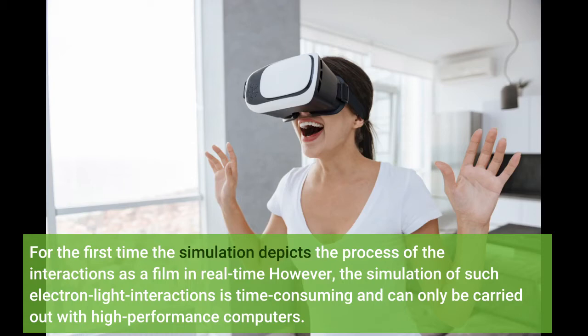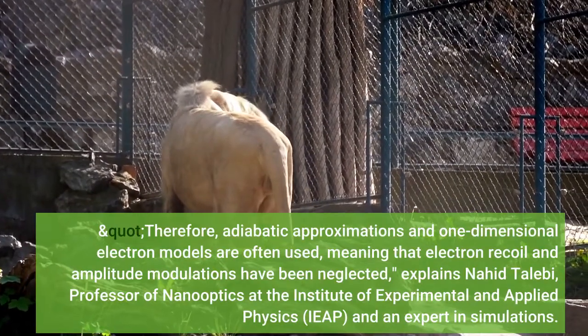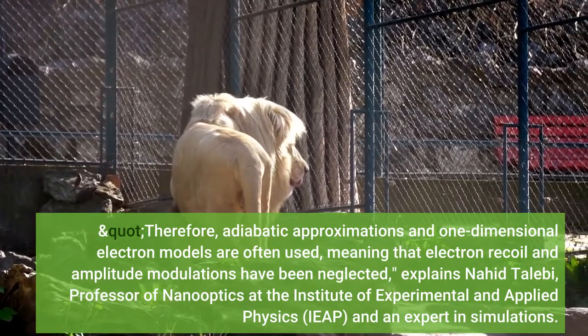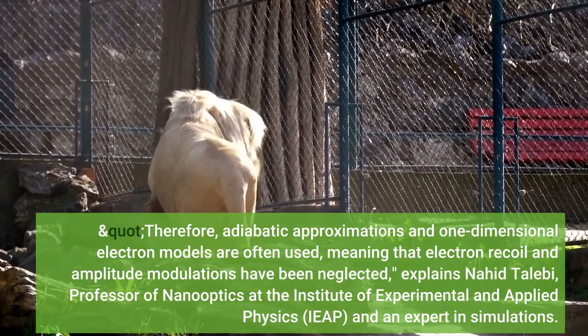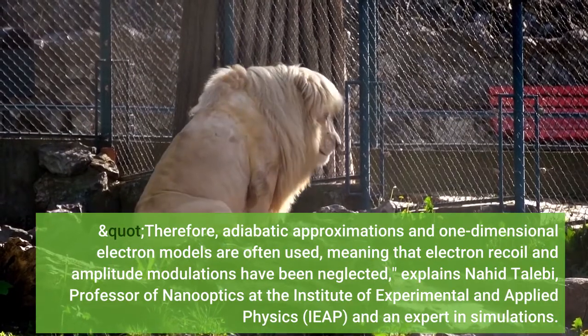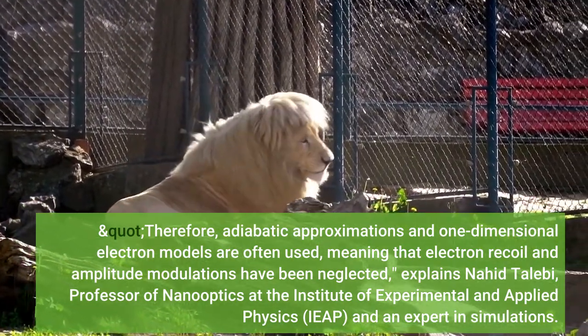However, the simulation of such electron-light interactions is time-consuming and can only be carried out with high-performance computers. Therefore, adiabatic approximations and one-dimensional electron models are often used, meaning that electron recoil and amplitude modulations have been neglected, explains Nahid Talebi, professor of Nanooptics at the Institute of Experimental and Applied Physics (IEAP) and an expert in simulation.